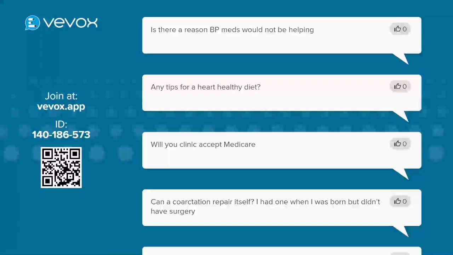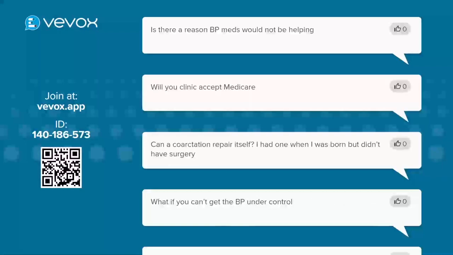Any tips for a heart-healthy diet? That's a very common question. There is no difference between the diet we recommend for people with Turner syndrome and heart problems and people who do not have Turner syndrome and heart problems. The basic dietary information is low salt, because salt increases your blood pressure, and a balanced diet rich in antioxidants, because that slows the blood vessel inflammation and calcium buildup. So those two things are probably the most important ones.